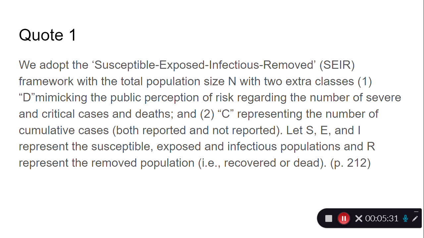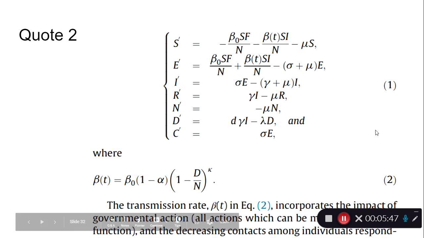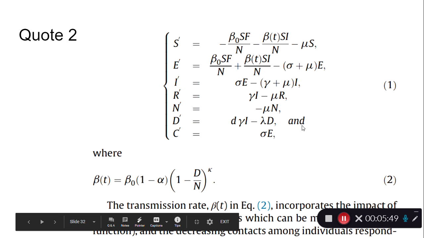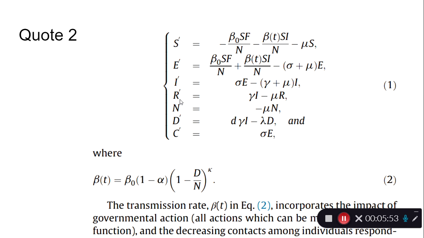They use D to mimic public perception of risk regarding the number of severe and critical cases and deaths, and C, the number of cumulative cases reported or not. So they add a couple compartments, and their equations are a bit more intimidating than ours. But there's your S prime, E prime, I prime, R prime. They also have some other categories here.